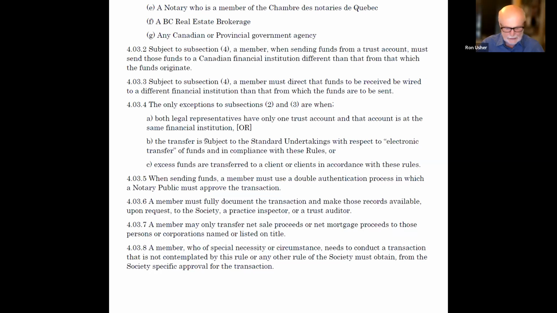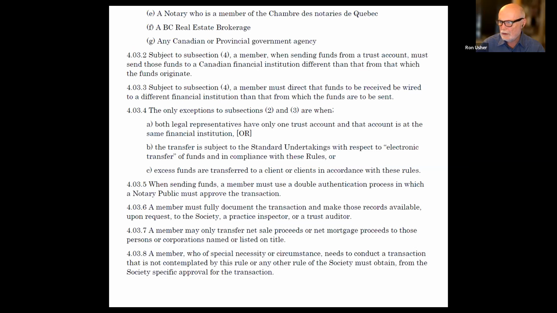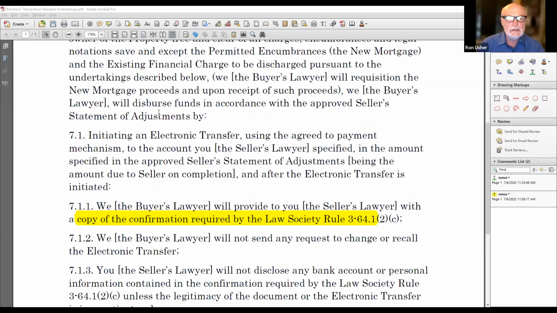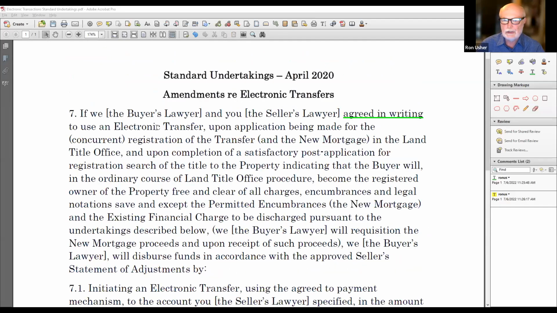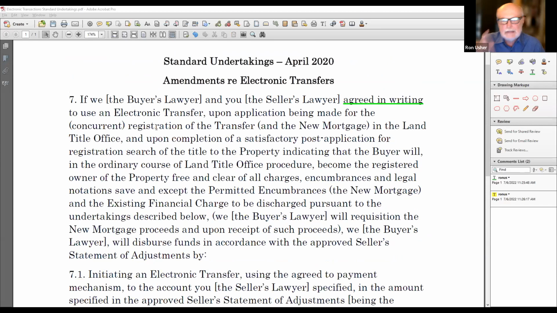Now, to make sense of this, and I only have a couple of minutes left here, I'm going to stop sharing, and I'm going to load the next thing you need to know, which is the standard transaction undertakings. So what's on here now, you should be seeing on your screen, it was noted in our rules that it referred to the undertakings.